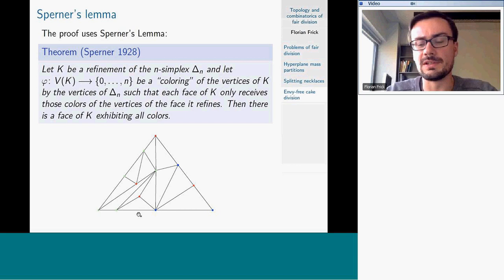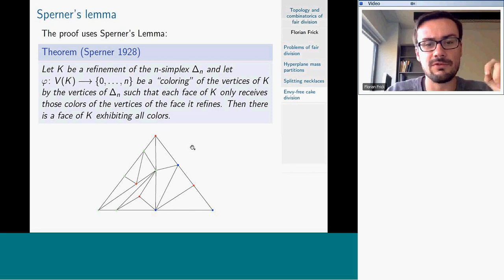So here I see a triangle that's green, red, blue. Right, and one that's blue, red, green. That tells me there must be a third one. Here it is: red, green, blue. These are the rainbow faces.